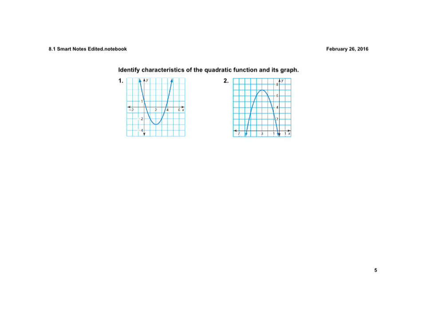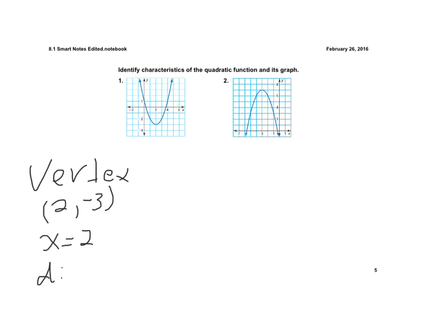So if we're identifying characteristics here in number 1, first of all, I'd identify the vertex. The vertex would occur at 2, -3. The line of symmetry would be at x equals 2. I'd say the domain is all reals. I'd say the range is y is greater than or equal to -3. And it's a decreasing function up until x equals 2, and then it's an increasing function as x is greater than 2. Also, it opens up.